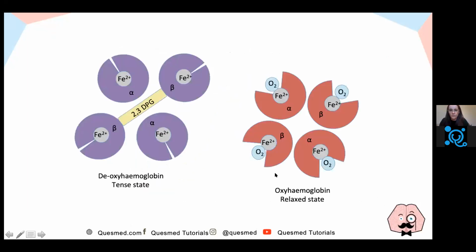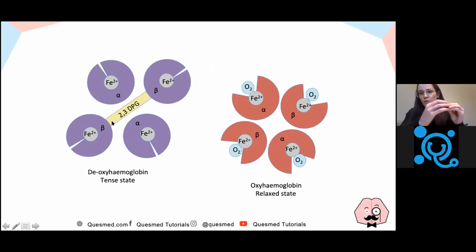Okay. And this is just a final illustration of where the 2,3-DPG sits, and it forms a bond so that the beta chains can't move in close together. They can't hold on to that oxygen very well, and they offload the oxygen. Okay.